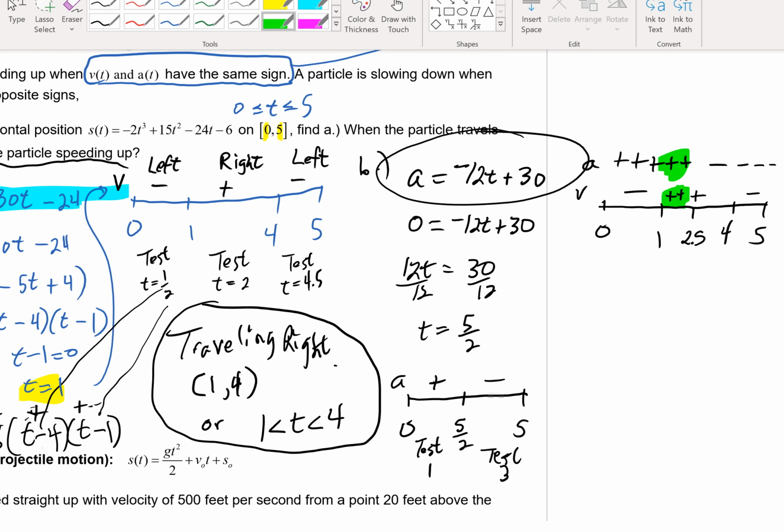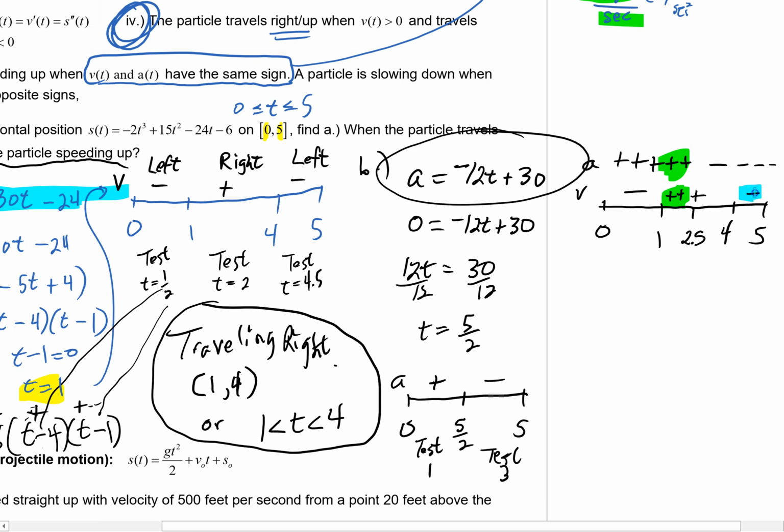But there's a second part to this, and that's between 4 and 5. Velocity and acceleration have the same sign. Everywhere else, acceleration and velocity will have opposite signs, right? And when you've got opposite signs, you're actually slowing down, right?